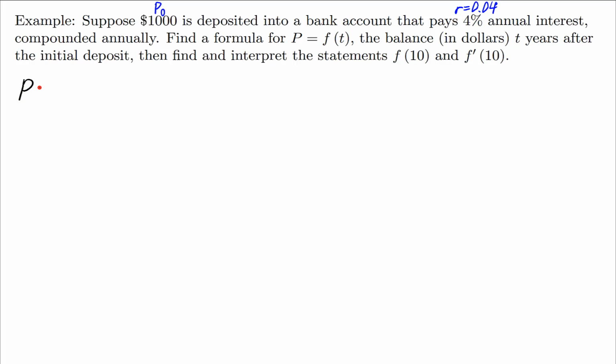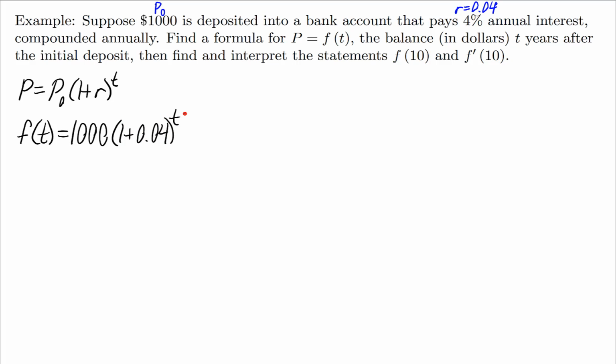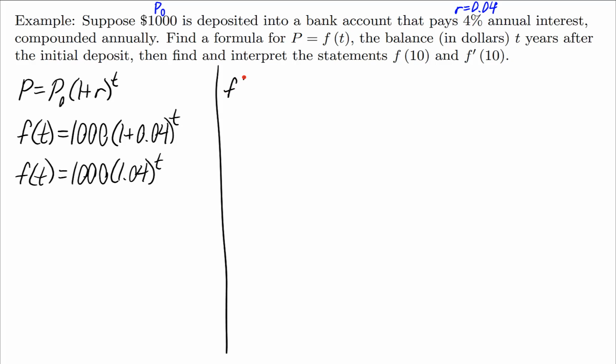First off, because it's annual, the formula is P is equal to P0 times 1 plus R to the T. The way this one wants us to do this is call it f of t and plug in our values. So we have f of t would be our starting point, $1,000 times 1 plus 0.04, and we don't have a value for t. Here's a little bit of a simplification on that. Now we're asked to find and interpret f of 10 and f prime of 10. F of 10, we would just simply plug it into the function.